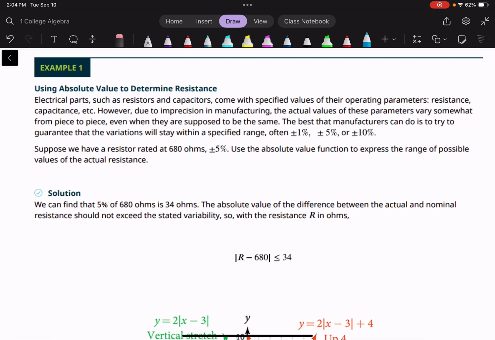So here's your first application problem. It's talking about determining the resistance of an electrical part, in this case a resistor. They have certain operating parameters, resistance, capacitance, etc. And for my stats people, you know exactly what I'm about to say. Due to imprecision in the manufacturing process, the actual value of the resistance can vary from piece to piece, even when they're supposed to be the same.